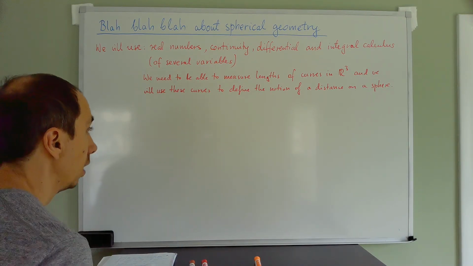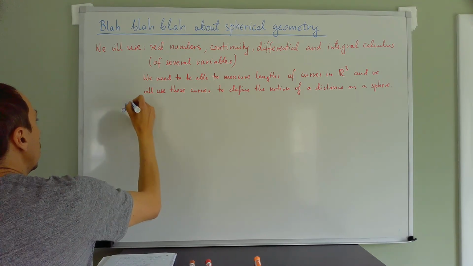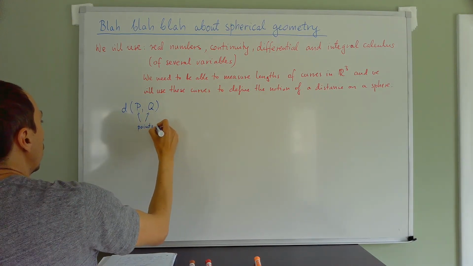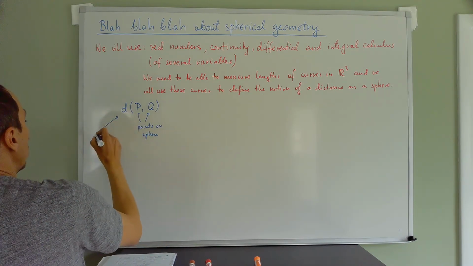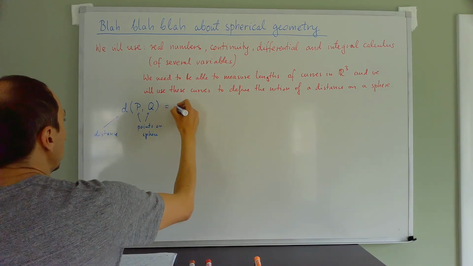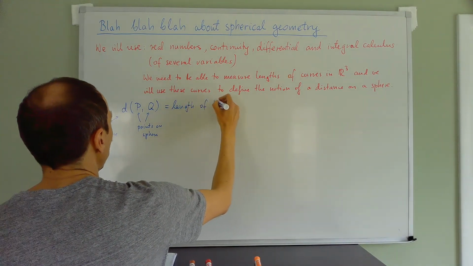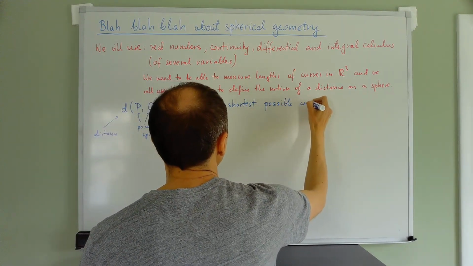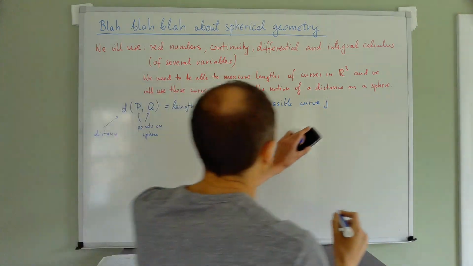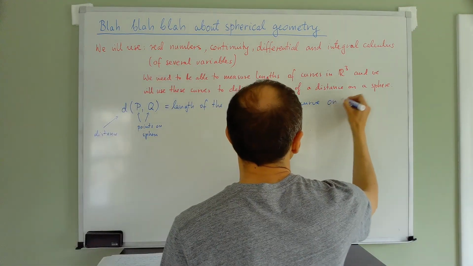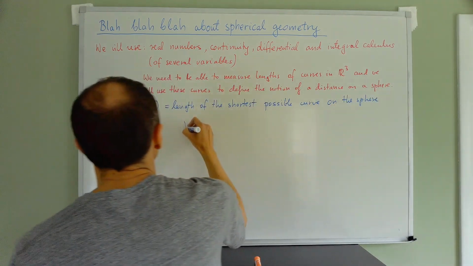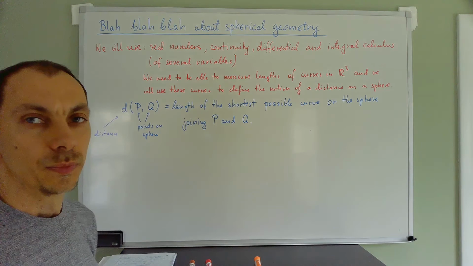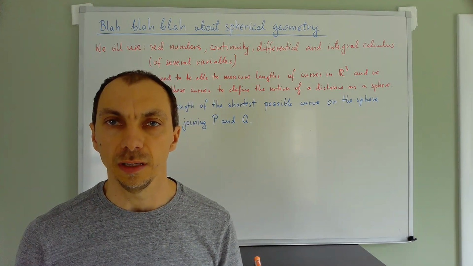How are we going to do this? Essentially, the distance, d, between 2 points, P and Q, so these are points on the sphere, and this is the distance, will be defined as the length of the shortest possible curve on the sphere joining P and Q. Such shortest curves between 2 points have a name. They are called geodesics.